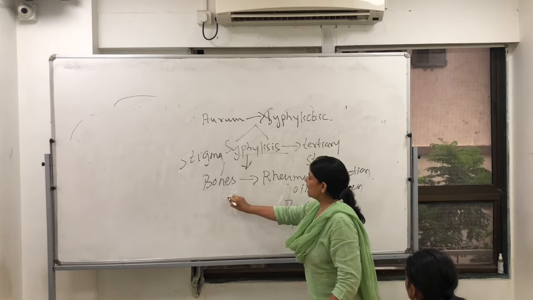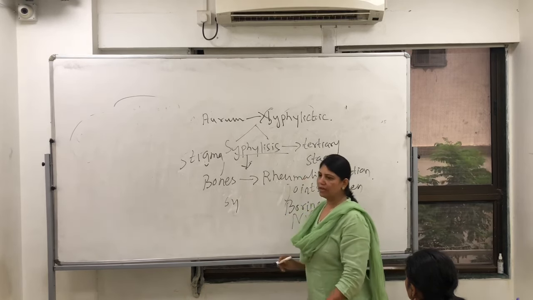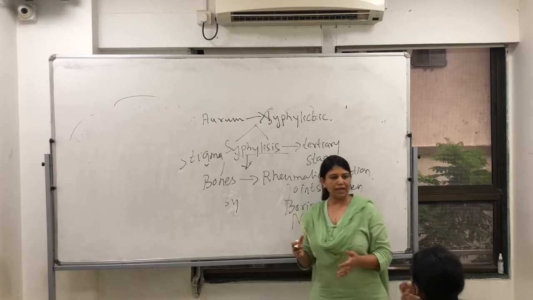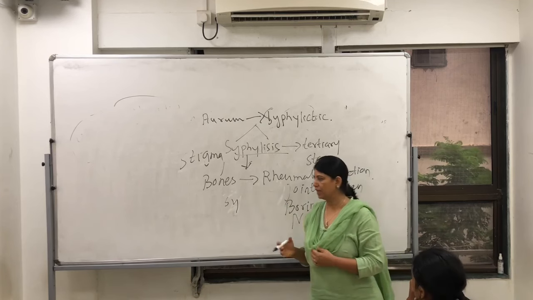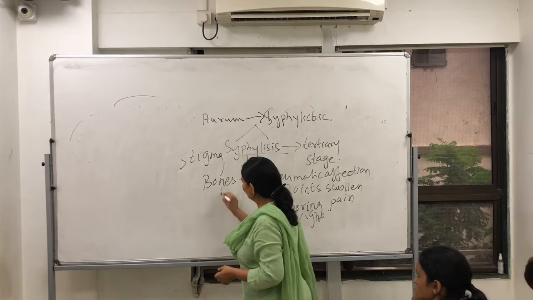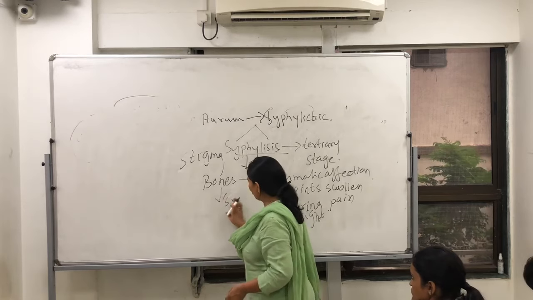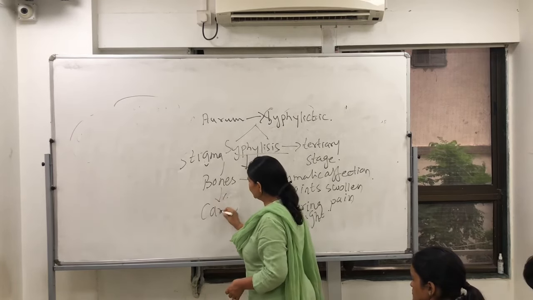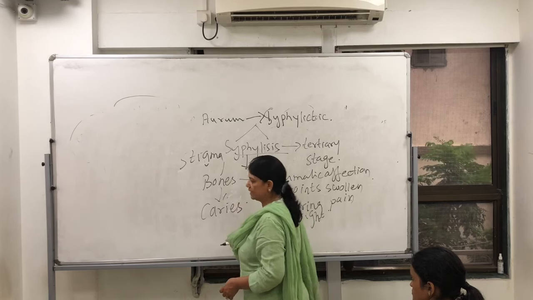So syphilitic arthritis is a term that is continuously explained in Kent's Materia Medica, and it affects the bones. And on the bones, it is also a leading remedy to produce caries.